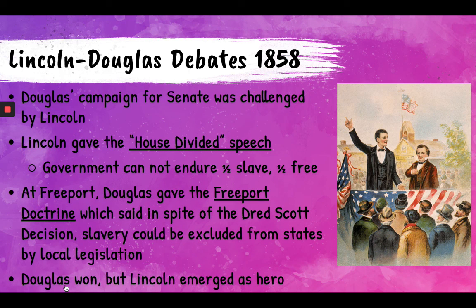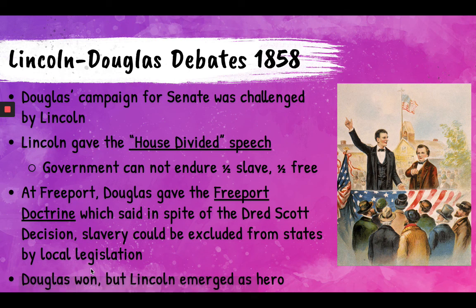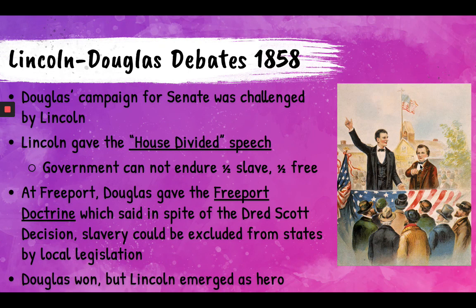The Lincoln-Douglas debates of 1858. The Civil War begins in South Carolina secedes in 1860. So we're getting close to the Civil War. Prior to Lincoln, this is him, and this is Stephen Douglas, the guy who wanted to build the railroad through Kansas-Nebraska territory. Before Lincoln was president, he was a senator from Illinois. So in the Lincoln-Douglas debates of 1858, Douglas's campaign for Senate was challenged by Lincoln. Douglas was the incumbent, meaning he was already the senator and he was running for another term, and Lincoln challenges him.